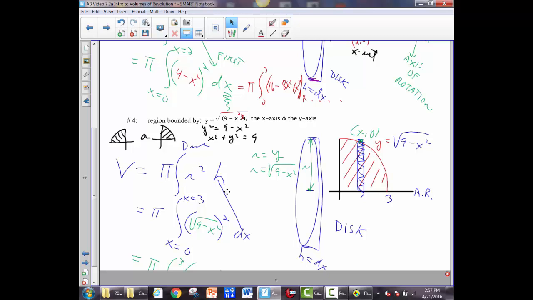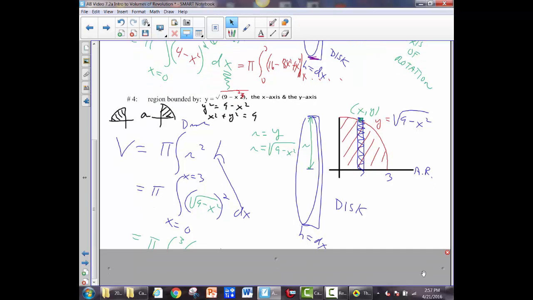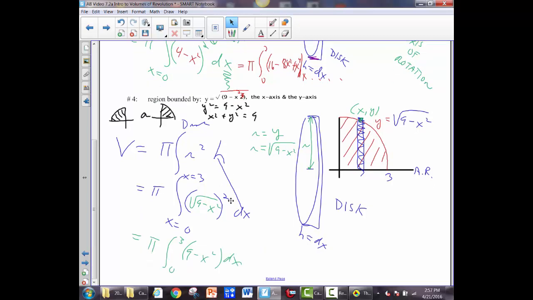So it's pi r squared h, h is dx, everything's in terms of x, the left border is x equals 0, the right border is x equals 3, and even though the radius is y, I do have to change it into x. They gave you y equals the square root of 9 minus x squared. And then you're squaring the radius, so you'll square the square root, it'll disappear, etc.